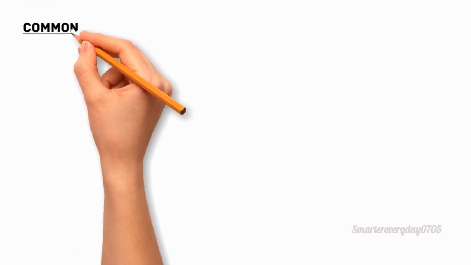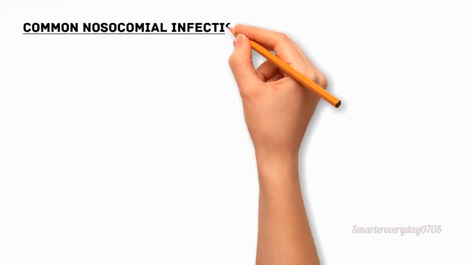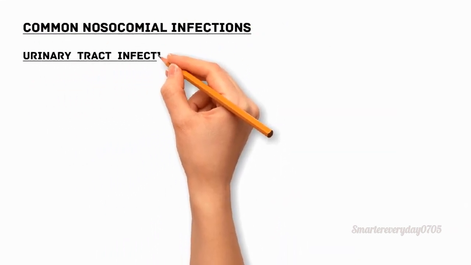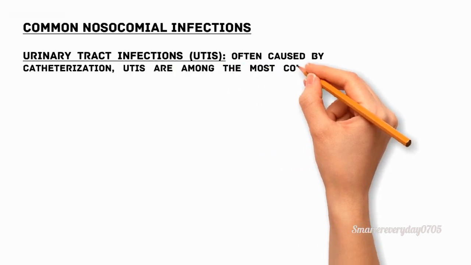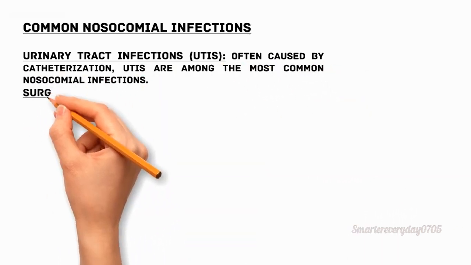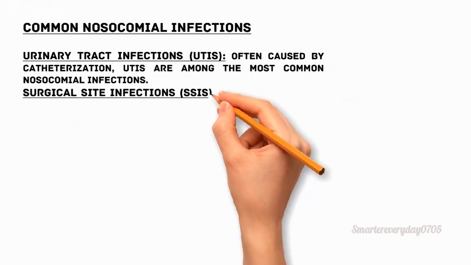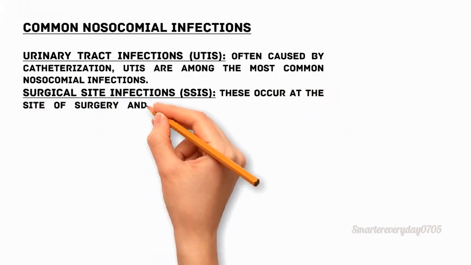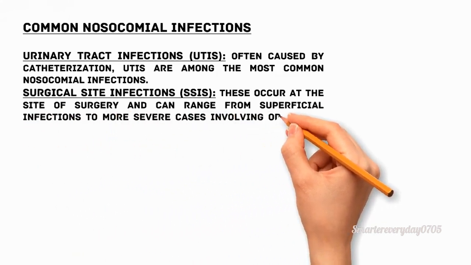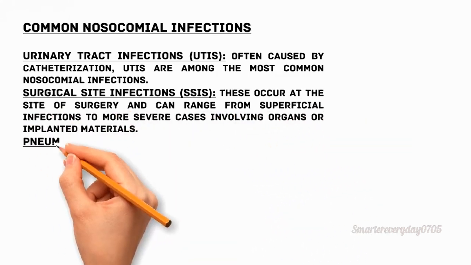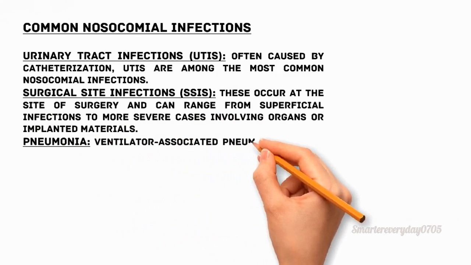Common nosocomial infections. Urinary tract infections. Often caused by catheterization, UTIs are among the most common nosocomial infections. Surgical site infections. These occur at the site of surgery and can range from superficial infections to more severe cases involving organs or implanted materials.